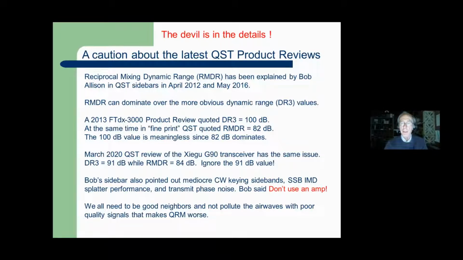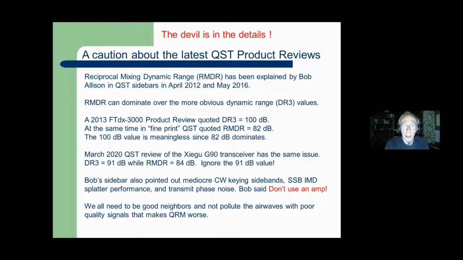and that kind of caused a flap because some of the magazine ads said it was 106, and I don't know where 106 came from. But anyway, the League review said it was 100, but if you read the fine print, it said the reciprocal mixing dynamic range was 82. Well, if one measurement says the limit's 100 and the other says it's 82, of course it's the lower number. That's become much less of an issue with these newer designs, so it really doesn't come up too much, but it did in March of this year.